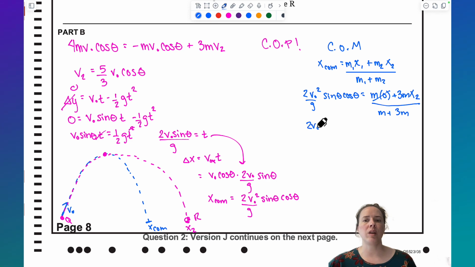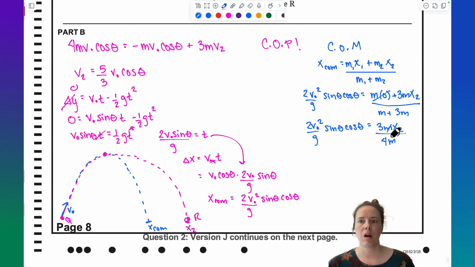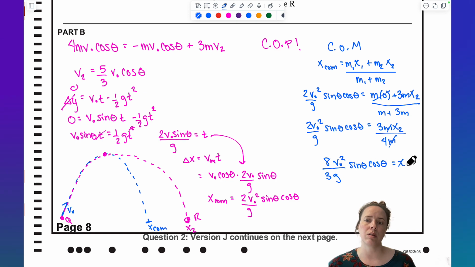So I've got 2 v naught squared over g sine theta cosine of theta. I've got a 3m x2 up top. I've got 4m on the bottom, multiplying by 4/3 to the other side. That gives me 8 over 3. That's an ugly 3. That gives me 8/3 v naught squared over g sine theta cosine theta is where x2 ends up being, using center of mass principles.